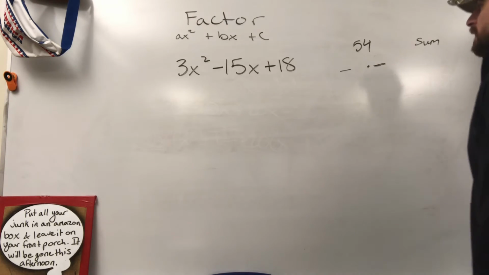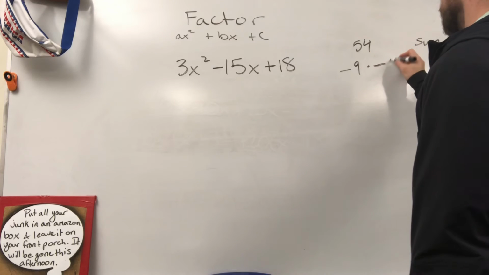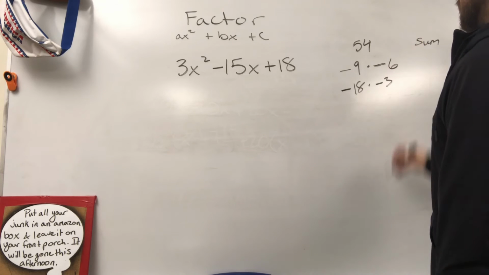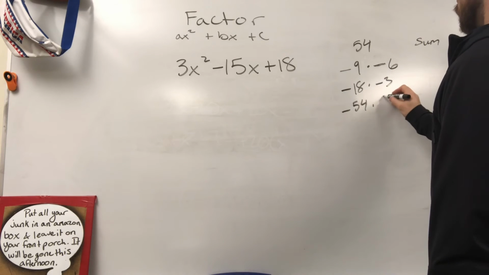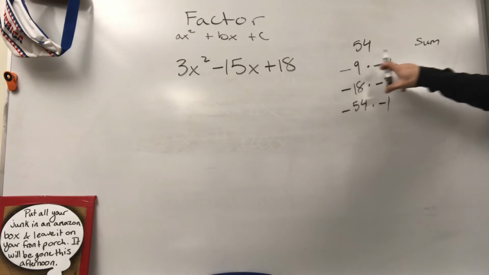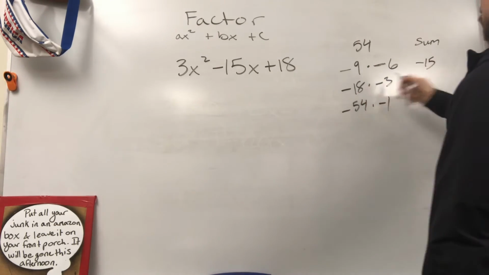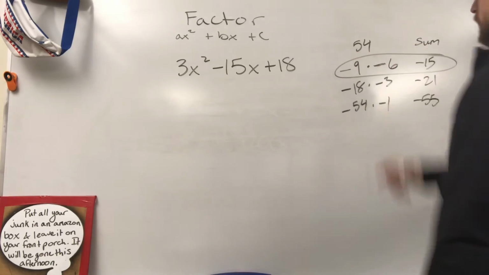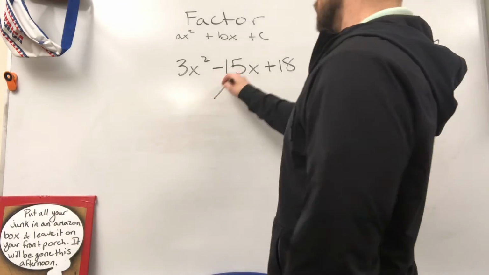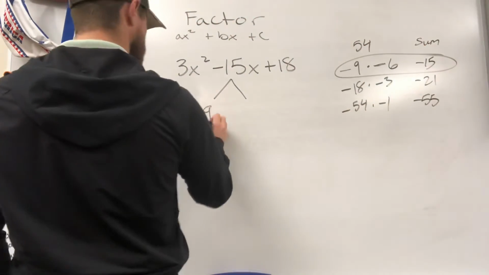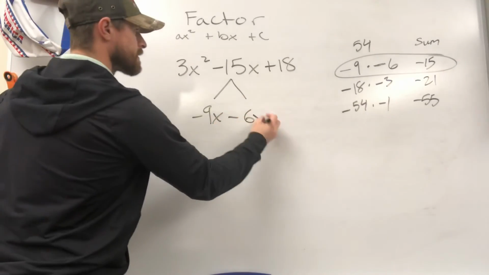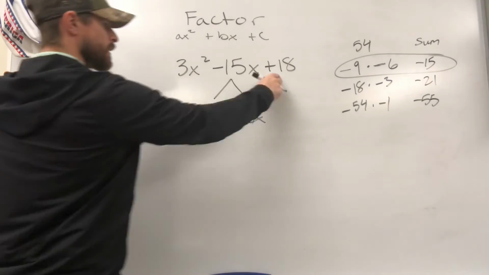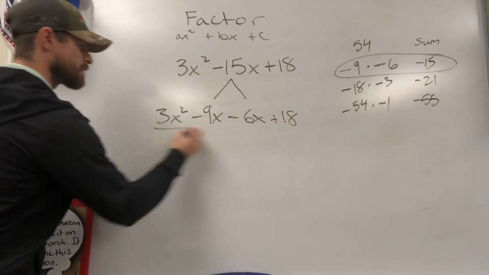All right, let's start listing them. Negative 9 times negative 6. Negative 18 times negative 3. Negative 54 times negative 1. Okay, combine those and we get negative 15. Combine these and we get negative 21. Combine these and we get negative 55. I like the very first one we came up with, so I'm going to split this into two terms, negative 9x and negative 6x, coming from my factors. Bring down 3x squared, bring down 18, focus on your pair.